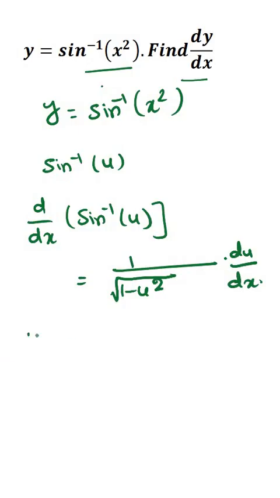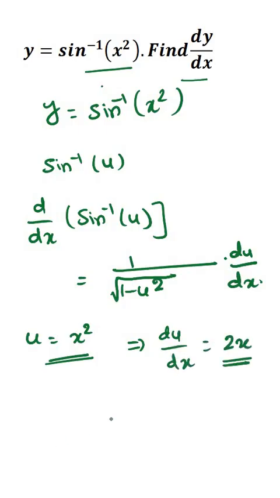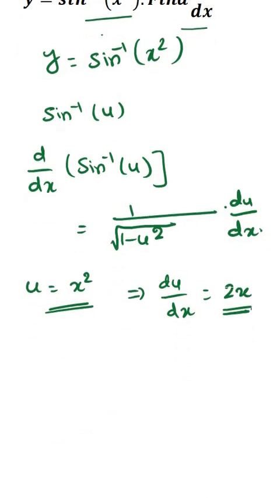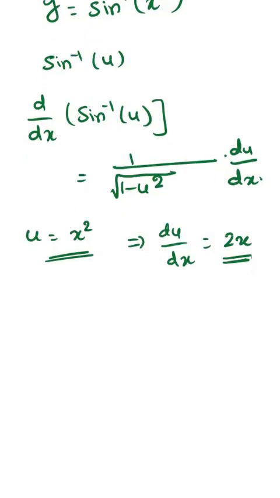Here you will put u is equal to x square. That implies du by dx is equal to 2x. Now substitute these values.